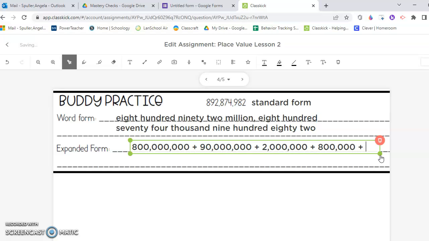800,000 plus 70,000 plus 4,000 plus 900 plus 80 plus 2.